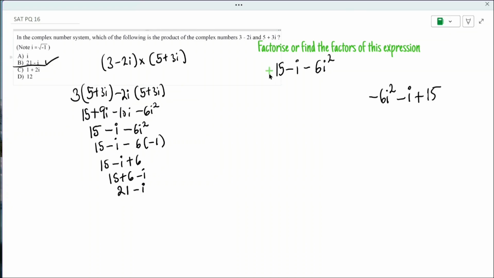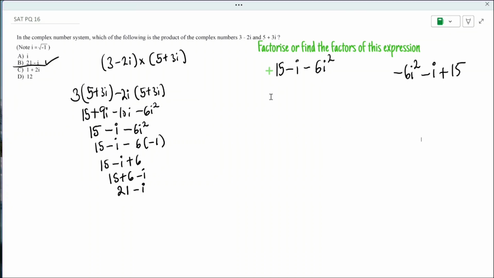This 15 has a positive. This i owns this negative. And this 6i squared owns this negative. You can have it like this and solve. Or you can solve this way. Most students will like it this way. You can also solve with this.